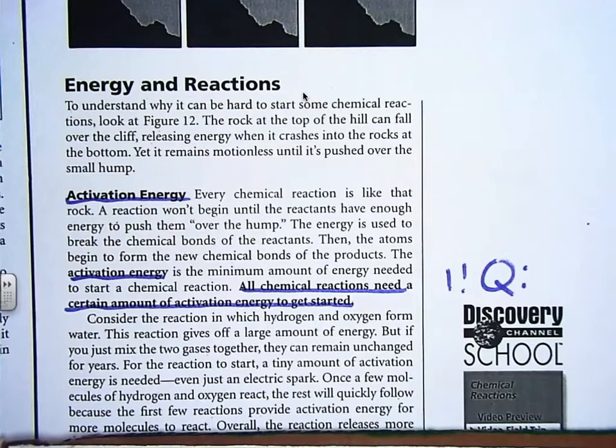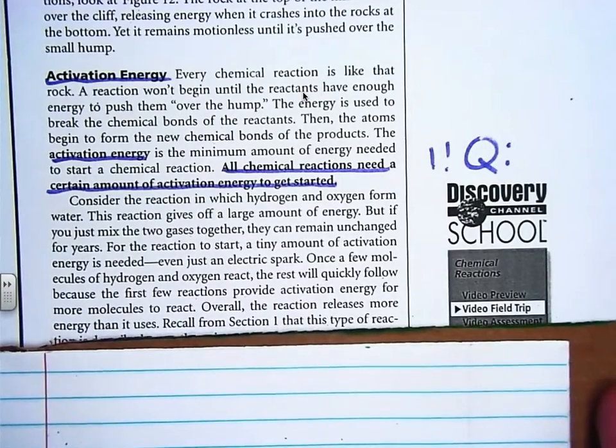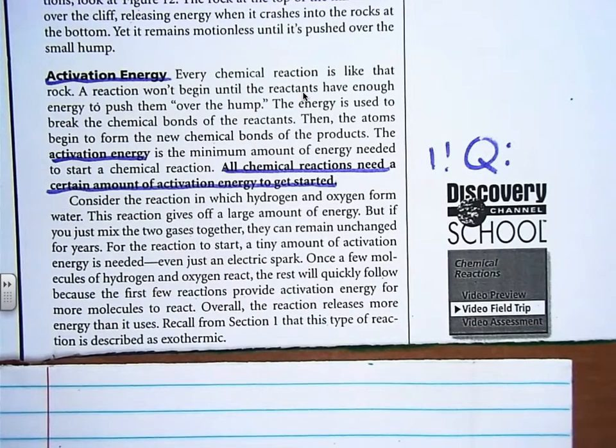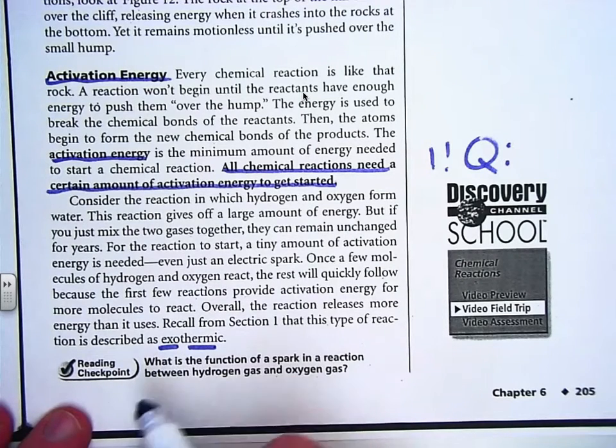Overall, the reaction releases more energy than it uses. Recall that from section 1, this type of reaction is described as exothermic. Exo means out, thermic means heat. Exothermic, heat being released.